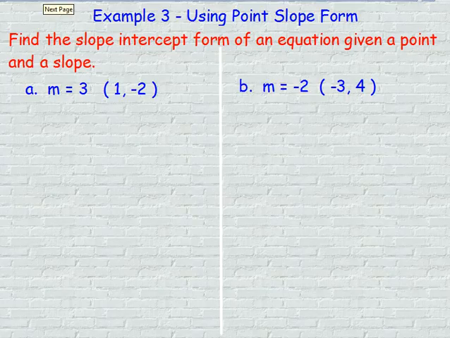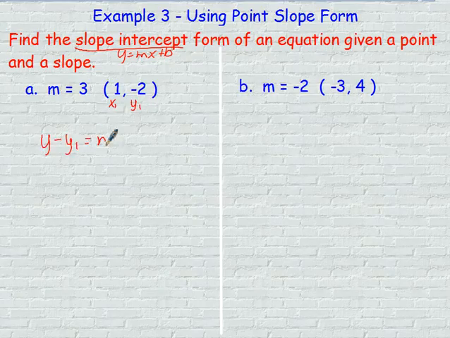It says find the slope-intercept form of an equation given a point and slope. Remember, I want the slope-intercept form, so that means y equals mx plus b. So essentially, in the end, I want y by itself. I want y by itself, okay? So here's my m. What is this? My x1, and this is my y1. Okay, so my formula was this. So plug it in. What is it going to look like?